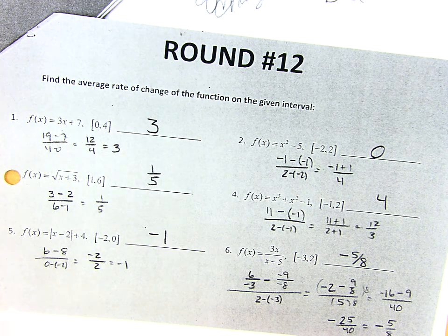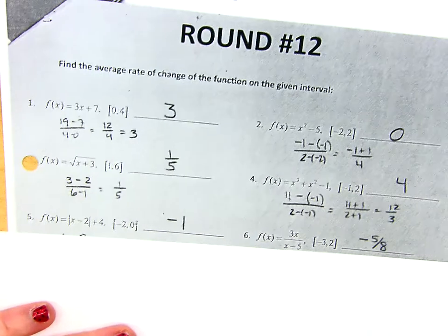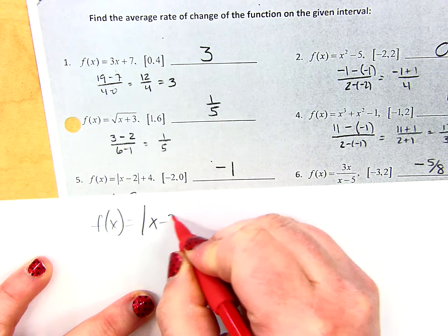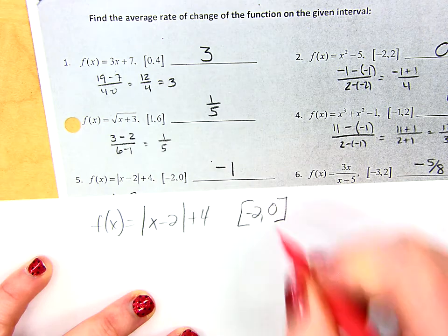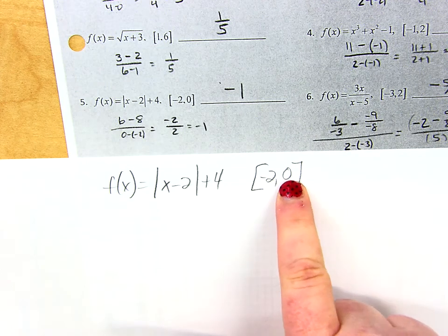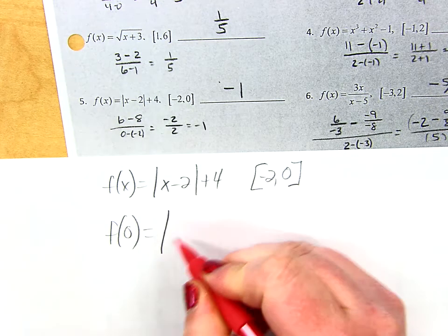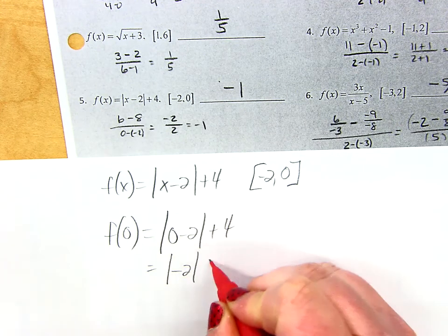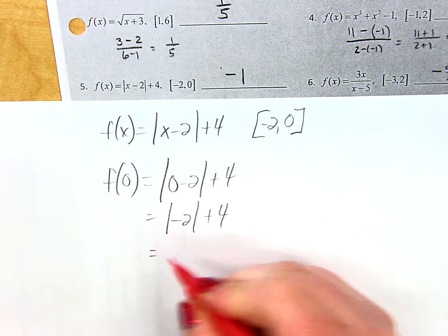I was going to do it at the bottom, but I'll just do it on the sheet. All right, so let's rewrite the function here. F of x equals absolute value of x minus 2 plus 4. And my interval this time is negative 2 to 0. All right, so I need to take the b value and plug it in for f. So I want to find f of 0. 0 minus 2 plus 4. So that's going to be absolute value of negative 2 plus 4. The absolute value of negative 2 is 2, and 2 plus 4 is 6.